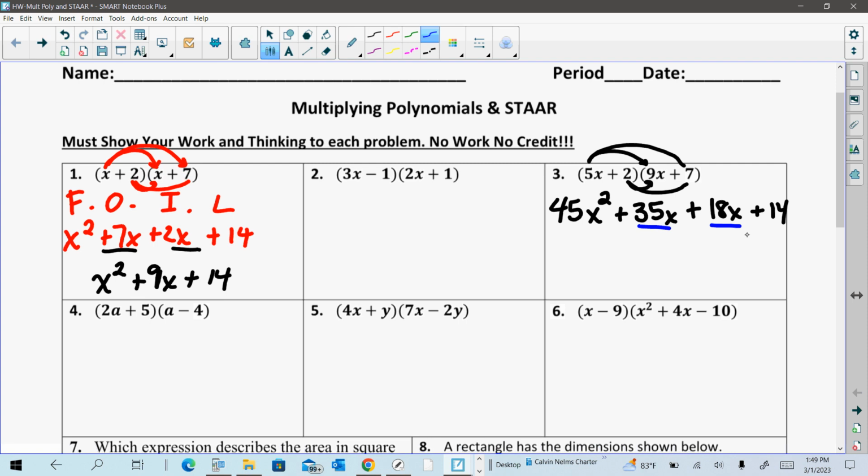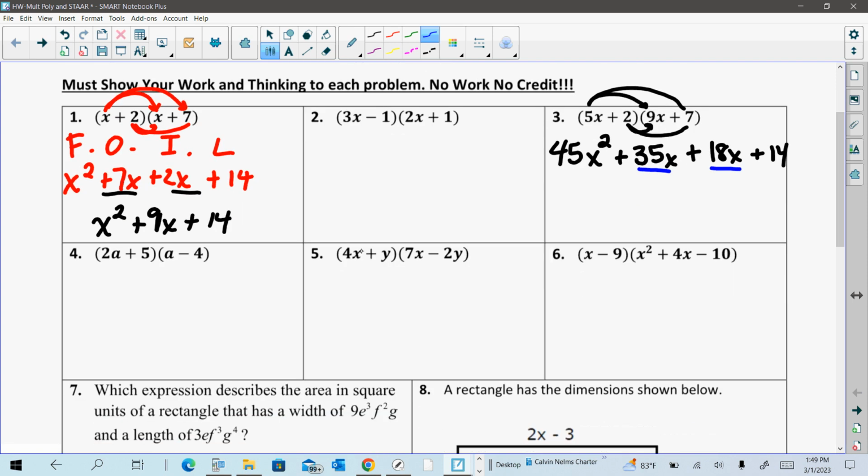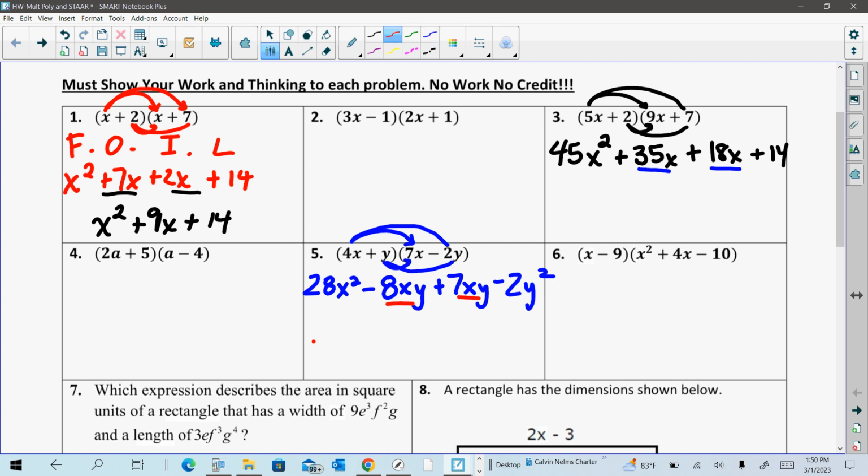Now, if you have two variables, like on number 5, still doing FOIL method. So this starts off with 28x squared, but then when I do 4x times this minus 2y, that becomes minus 8xy. You put it in alpha order, and here y times 7x becomes plus 7xy. And then your last terms, y times minus 2 is a minus 2y squared. Then don't forget to combine your like terms. So standard form, alpha order: 28x squared minus the xy minus 2y squared.